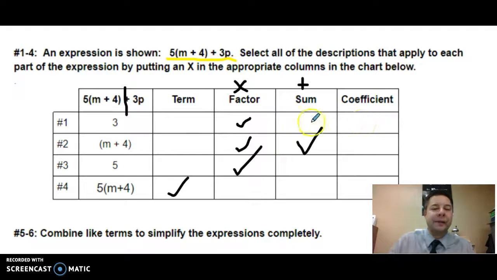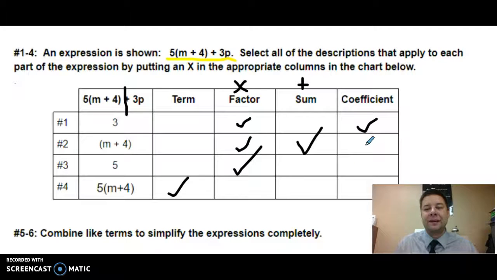So let me look at them. 3. Here it is, right here. 3. Is 3 a coefficient? Is it being multiplied by a variable? And yes, it is. The variable is p. Is m plus 4 a coefficient? Is it being multiplied by a variable?